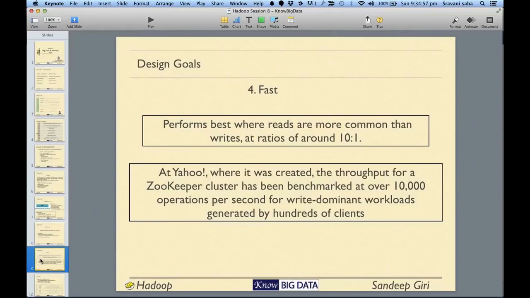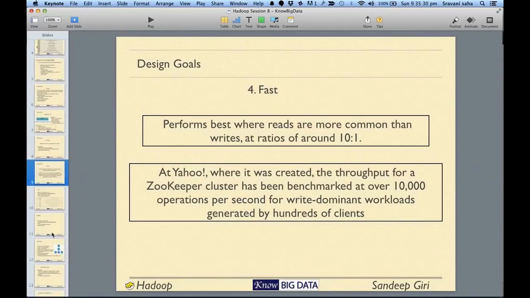Another design goal of ZooKeeper was to be fast, and it actually performs really well if reads are more than writes. The ZooKeeper cluster has been benchmarked at Yahoo, where it has been able to give you 10,000 operations per second for write-dominant workloads.